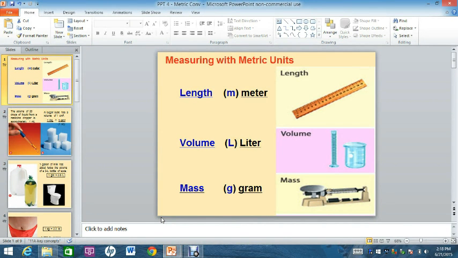Hello, this is Miraj Patel, and today we're going to wrap up Unit 1 by talking about the metric system, scientific notation, accuracy versus precision, and some other small stuff.